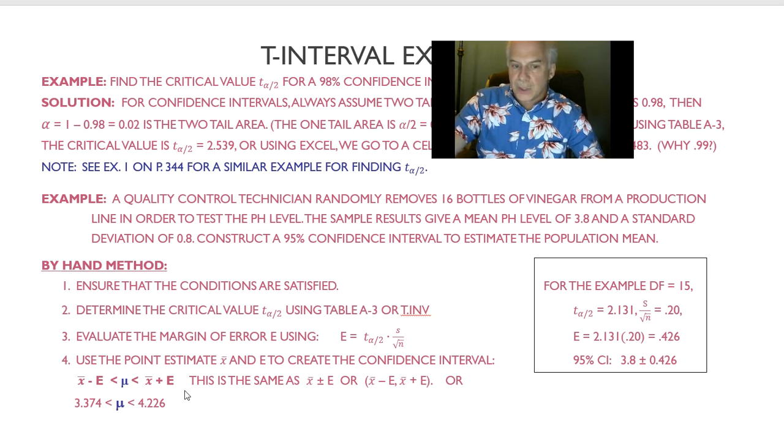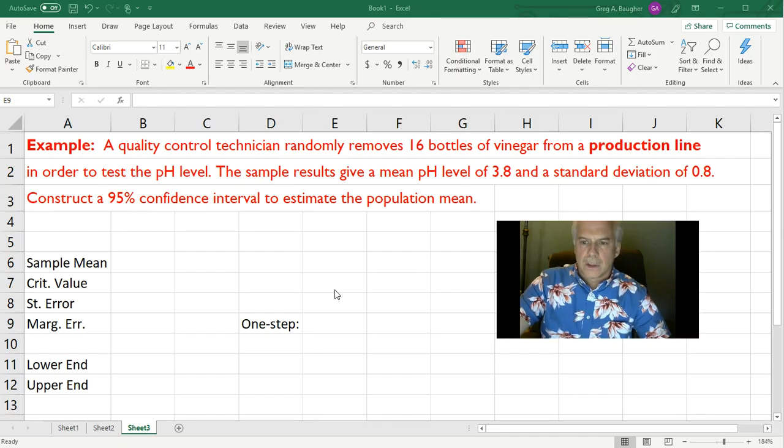And then we just go x bar, which is the sample mean, minus that margin of error, and x bar plus that margin of error. And I got the endpoints of 3.374 and 4.226. So that is our 95% confidence interval for the pH level for these bottles. That the average pH level is somewhere between those two numbers, we believe. So now let's show it on Excel.